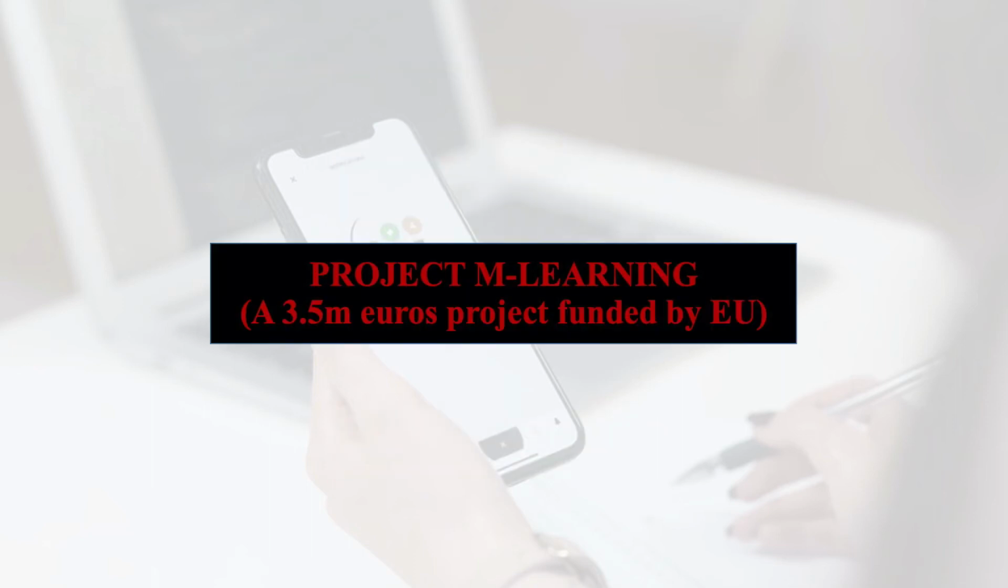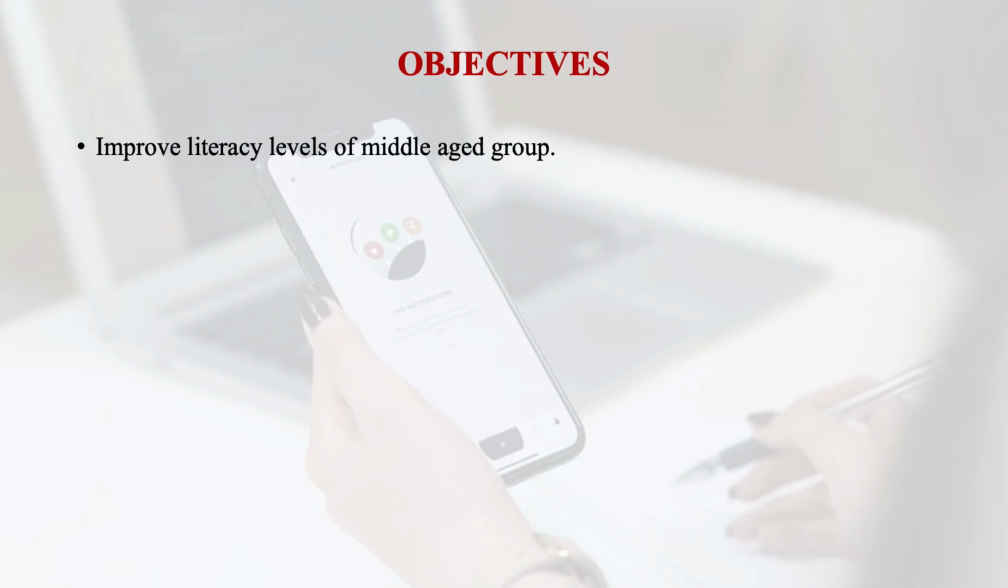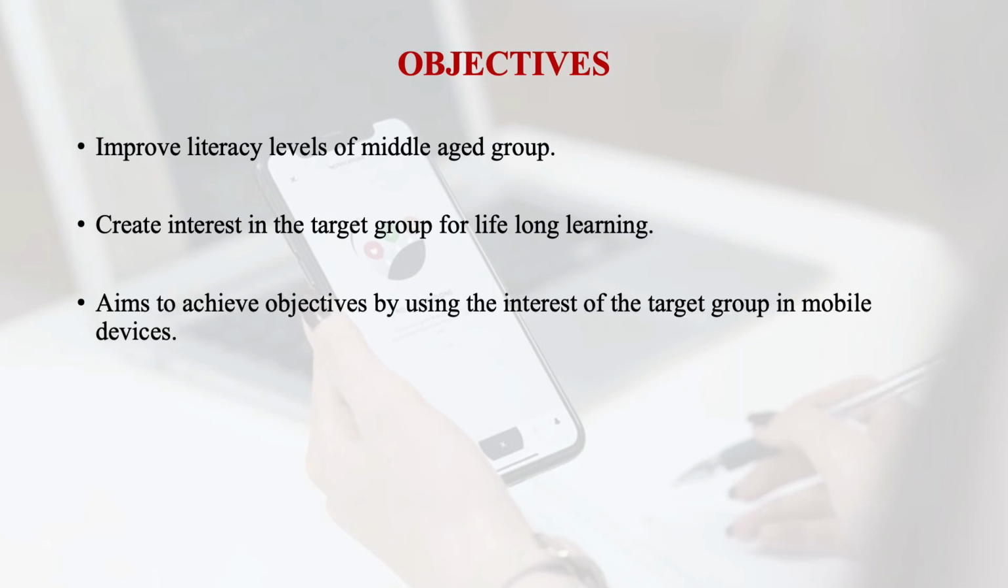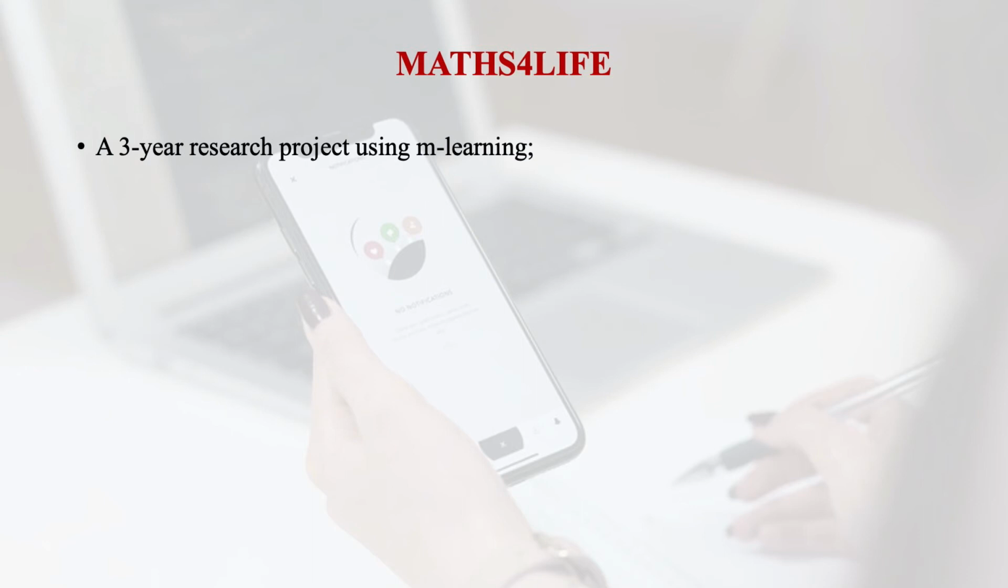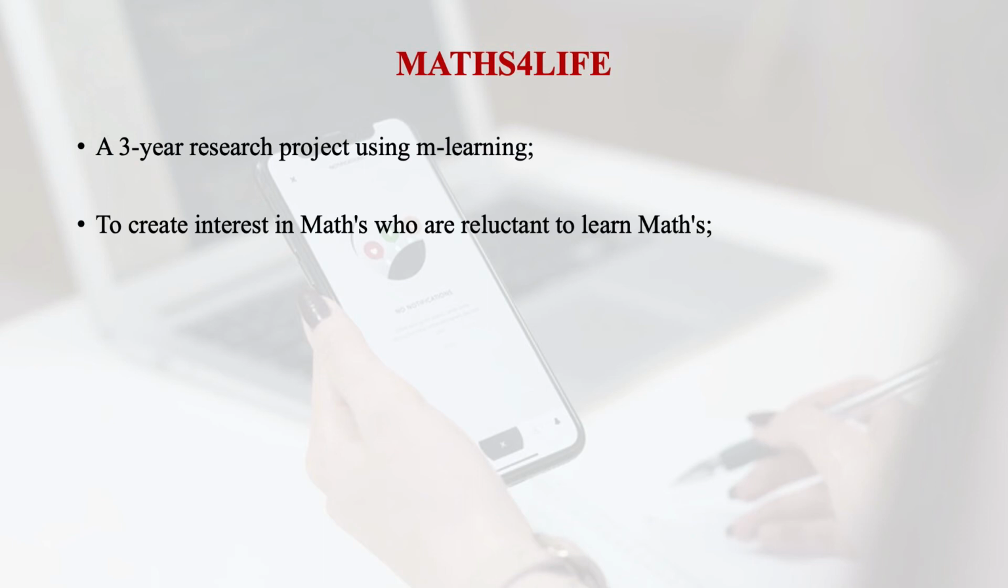The project mLearning is funded by the European Union and it is a 3.5 million euros project. So it is a very, very huge project. The objectives of this particular project are to improve the literacy levels of the middle-aged group, create interest in the target group for lifelong learning, and it aims to achieve these objectives by using the interest of the target group in mobile devices. For example, if you consider the Maths for Life project, it is a 3-year research project using M-learning, and its objective is to create interest in mathematics among those who are reluctant to learn maths.